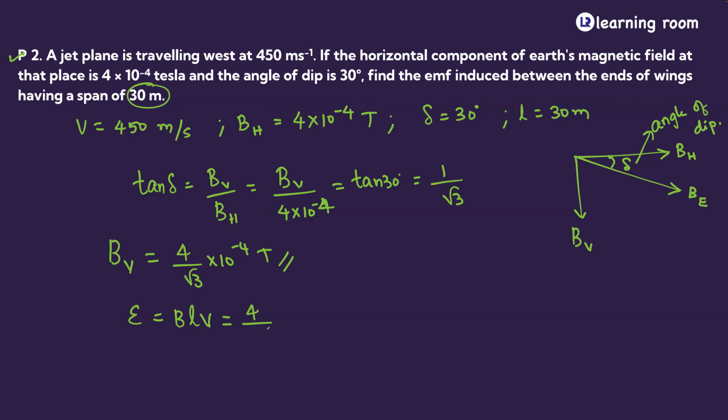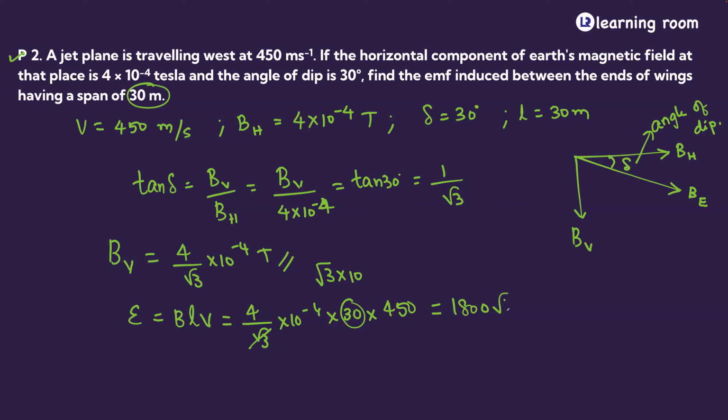So this is going to be 4 divided by root 3 into 10 power minus 4, multiplied with the length, which is 30, into the speed, which is 450. If you observe, this 30 can be written as 3 into 10. So when I write it as 3 into 10, this root 3 will cancel with the 3, leaving root 3 times. So 4 into 450: 500 into 4 is 2000, from 2000 you remove 200, so 1800.